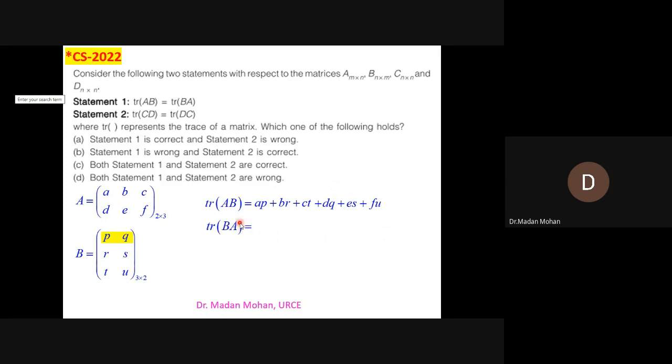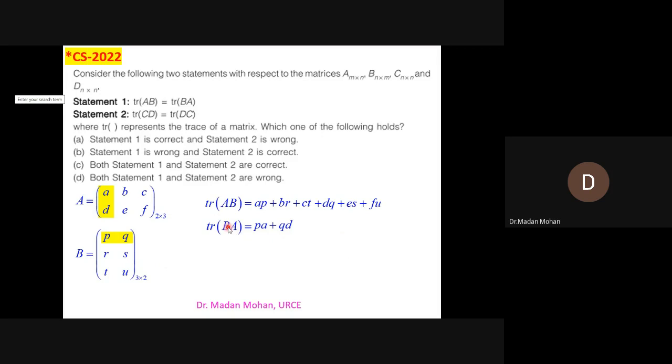Now, first row of B with first column of A. Got it? First row of B with the first column of A. Now tell me the element. AP plus DQ, or PA plus QD, because I am writing starting with P. PQ with AD, BA: PA plus QD. Okay. First row of B with first column.